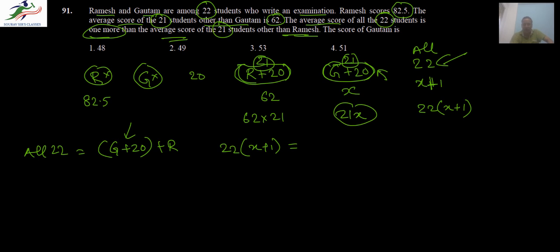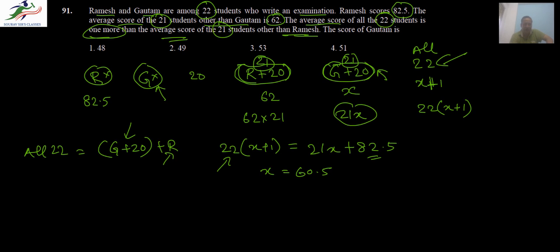And we know that this is 21x plus the score of Ramesh, which is 82.5. If you solve for x from this equation, you will get x is equal to 82.5 minus 22, which is 60.5. So this is the value of x. And now we'll apply the other logic to find the score of Gautam.